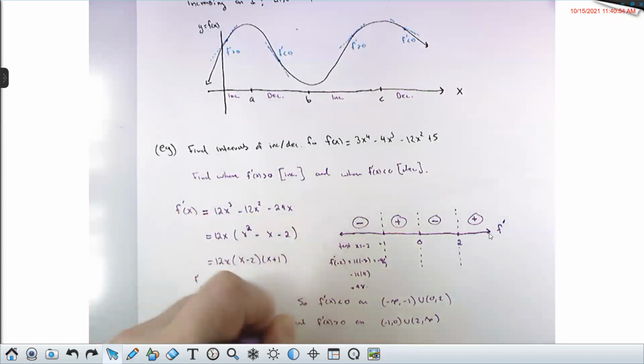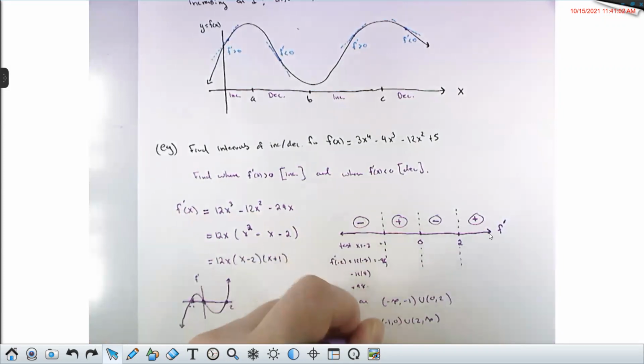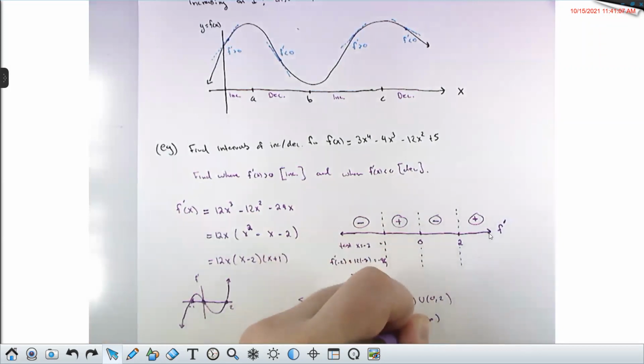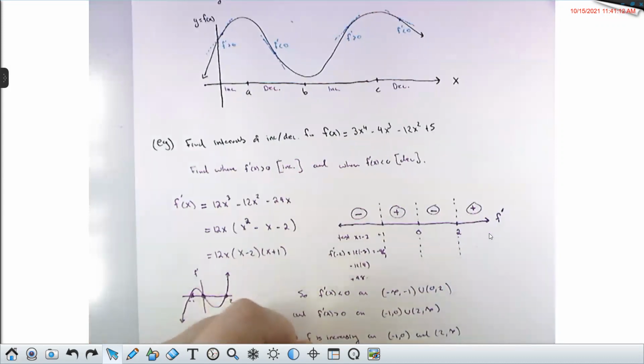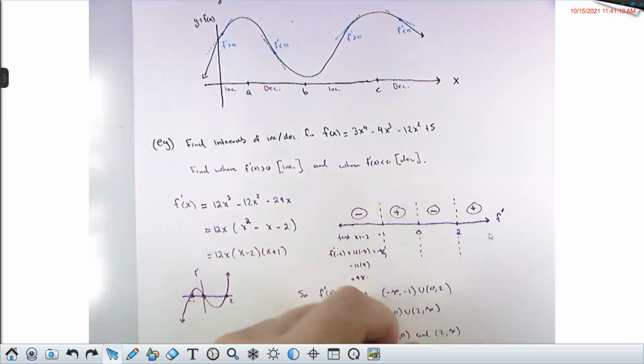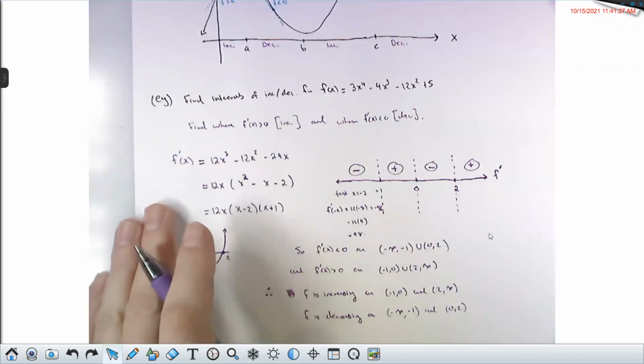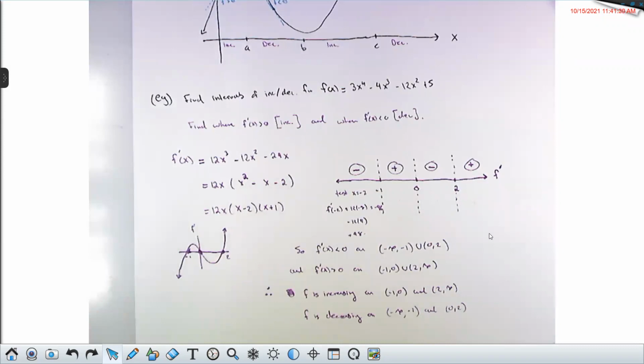Therefore, f is increasing on -1 to 0 and 2 to infinity, and f is decreasing on -∞ to -1 and 0 to 2. And you'll notice that I'm giving these answers as open intervals. There's a reason for that.